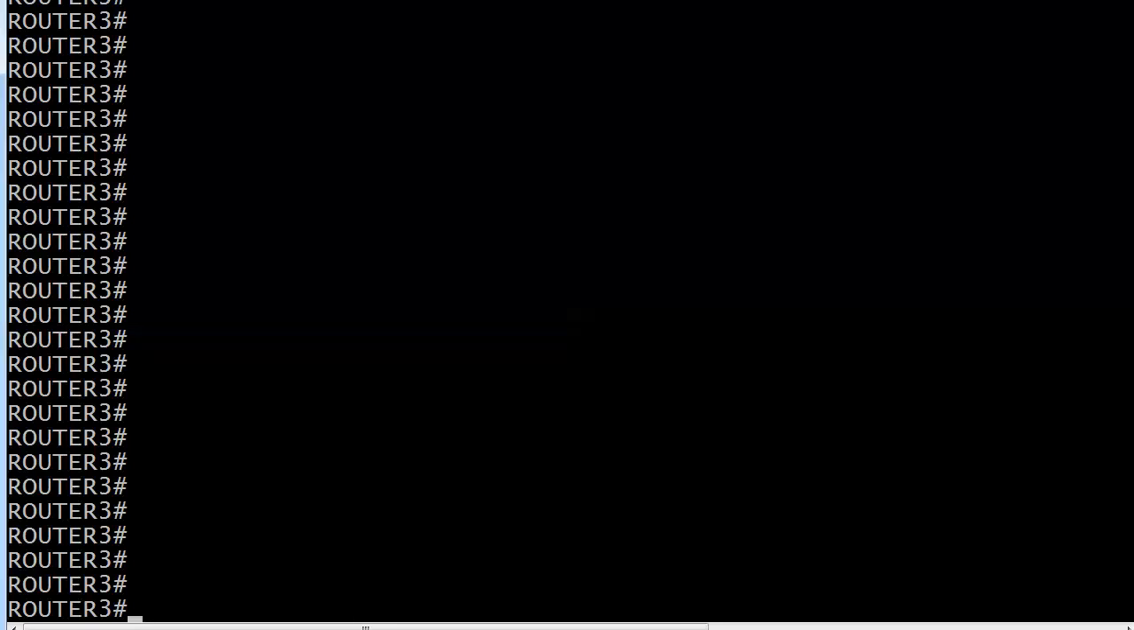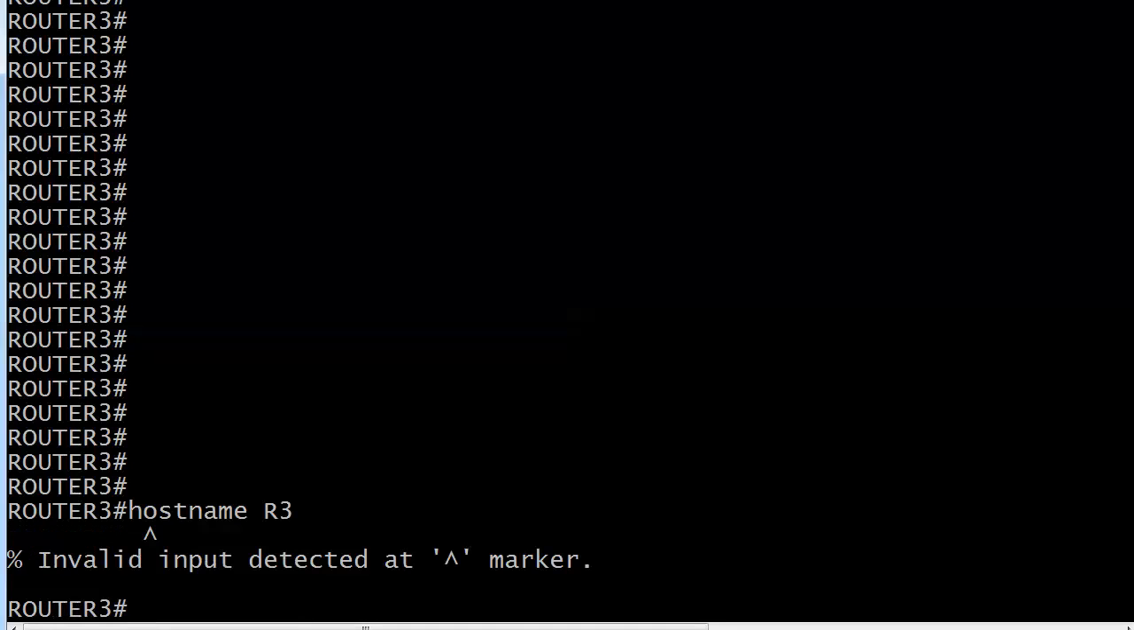Let's go ahead and bring the live equipment up, and I'm already in privilege exec mode or enable mode, but if I try to do something even fundamental as, say, changing the host name here, let's see what happens. Let's say I'm going to change it to R3. We get the caret that tells me where I went wrong with this particular command.